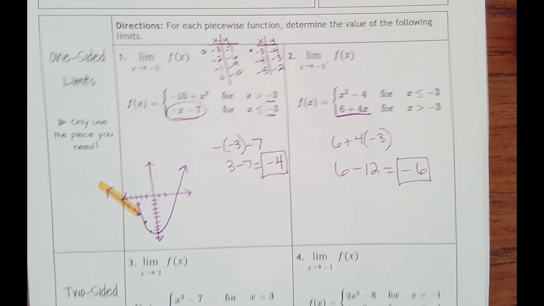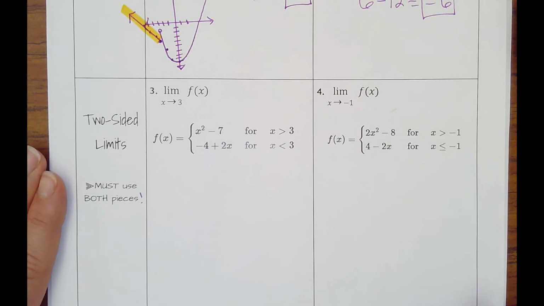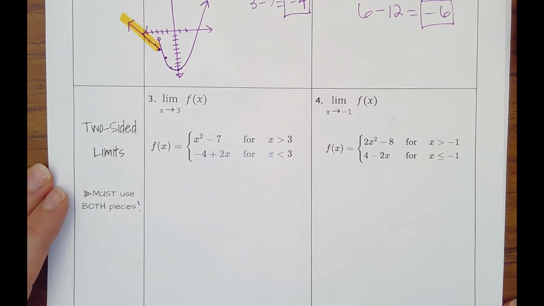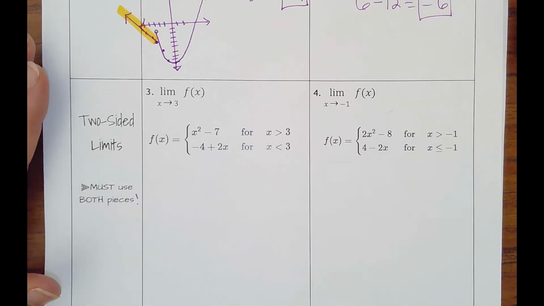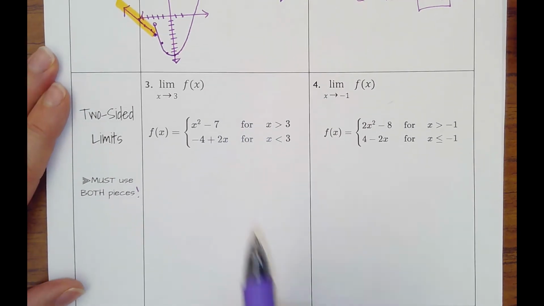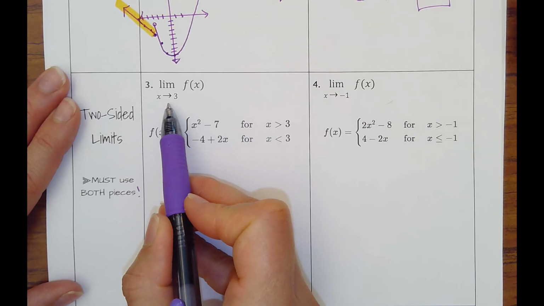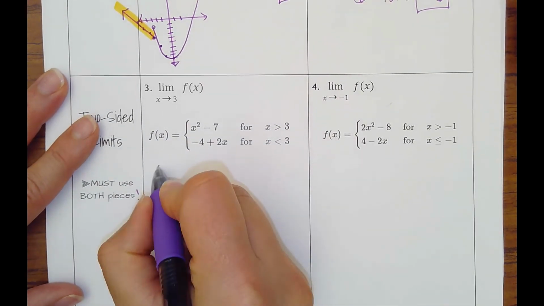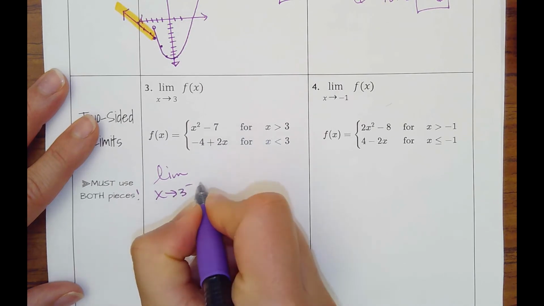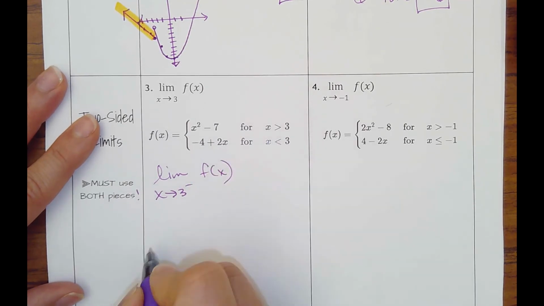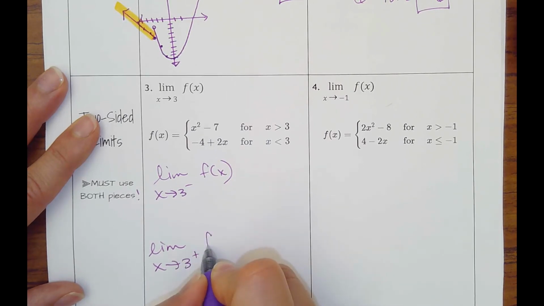All right, then the only other thing we need to talk about is what if it's a two-sided limit or a general limit? You have to use both pieces to see if the general limit exists. So we're going to check when x is approaching 3 from the left and the right. So let's write it out. The limit as x approaches 3 from the left and the limit as x approaches 3 from the right.